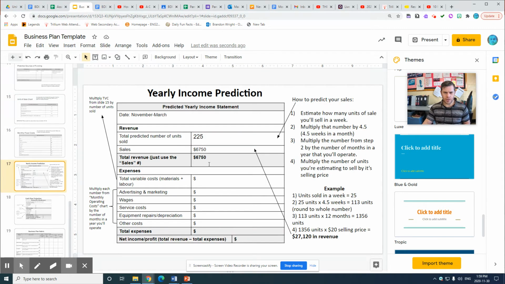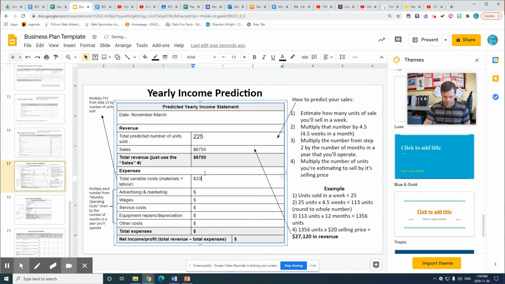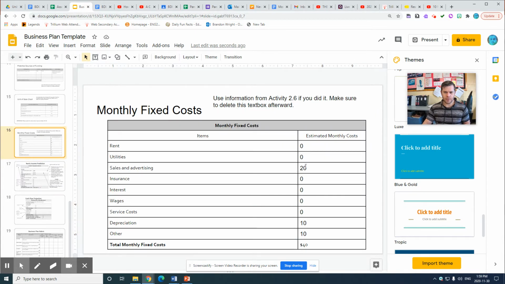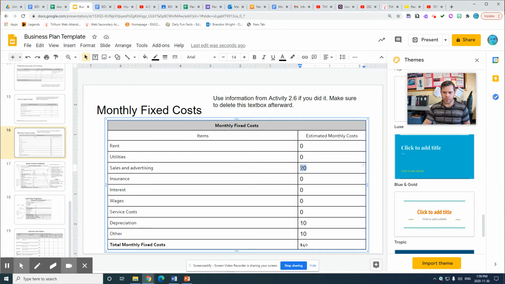That gives me a number of $3,397.50. Next is advertising and marketing. I'm going to take this number and multiply it by the number of months I'm operating. So 20 times 5 is 100.